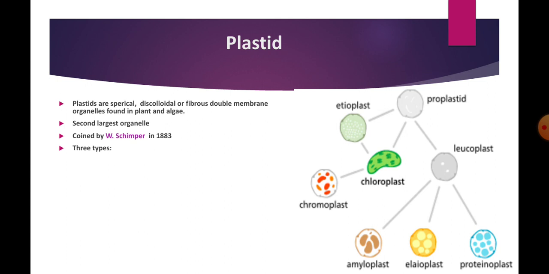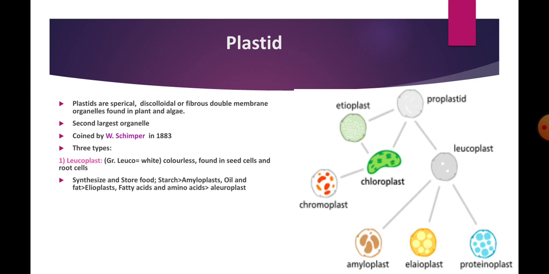There are three types of plastid. Leucoplast. The Greek word leuco means white. So where there is leuco, that will resemble something white. And leucoplasts are actually colorless and found in seed cells and root cells. What is their function? Their function is to synthesize and store food.